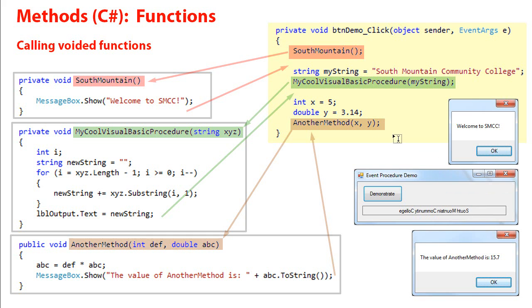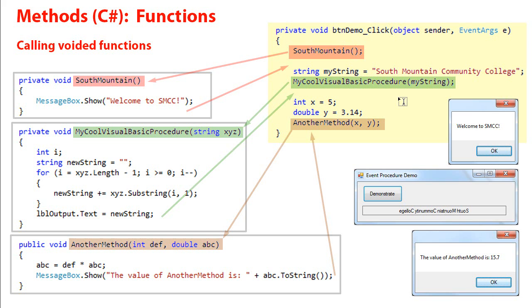Once that is done, it's going to return back to the calling statement and execute the next line of code. It creates a variable called x, which is an integer, puts 5 in it. A y variable, which is of type double, puts 3.14. And then I'm going to call another function called AnotherMethod and pass it x and y. So x is 5 and y is 3.14.